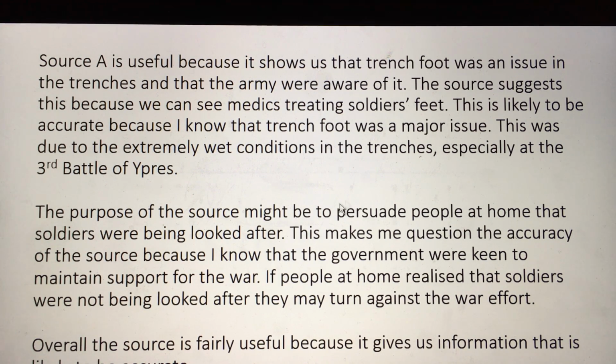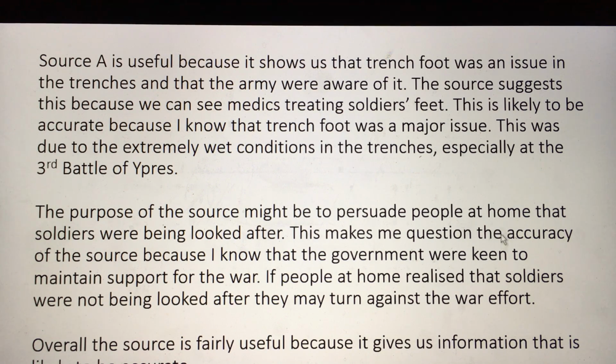And you don't have to talk about all of these things. If you notice, I've only talked about the purpose here. I said it might be to persuade people at home that soldiers are being looked after. Right, I've then said that it makes me question the accuracy. Okay, so I'm testing the accuracy of the source.